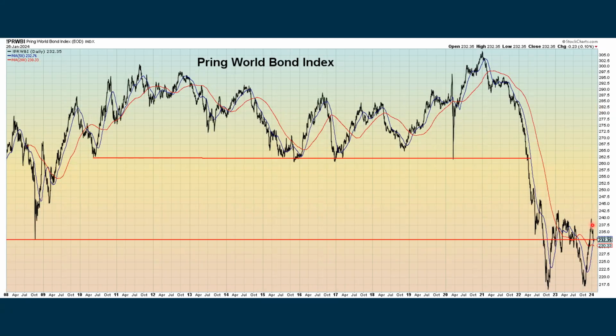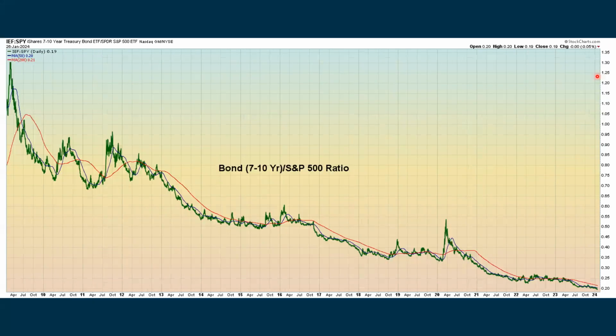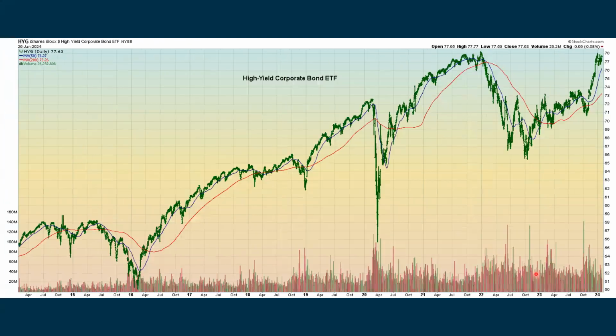Sorry for having to clear my throat here, but lately has been coming back down, but we're still in an uptrend. We look at a monthly chart of the stock to bond ratio, showing how stocks are outperforming. Here's a shorter term look showing how bonds are underperforming stocks.